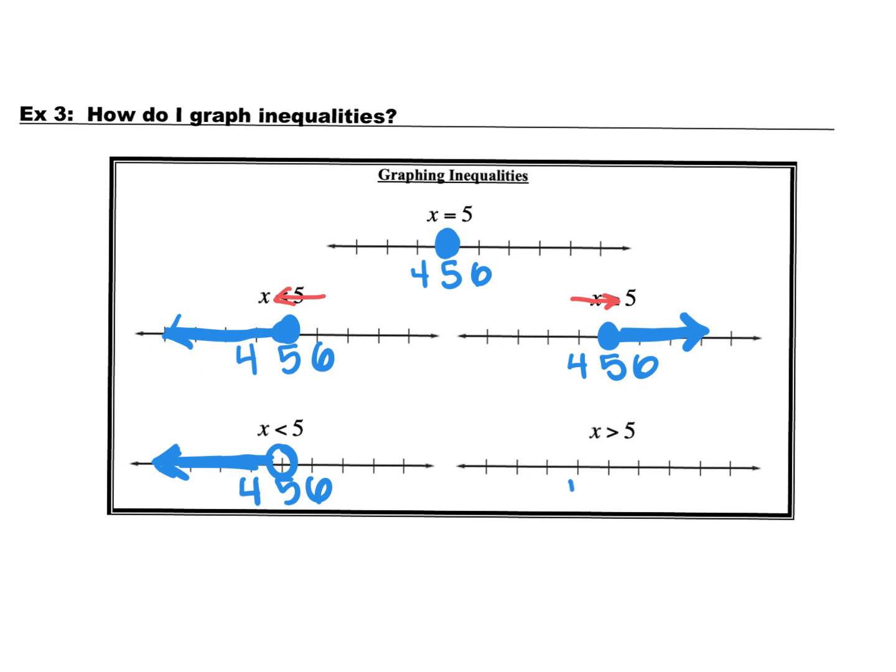Then if I wanted to represent greater than 5, I would also have an open dot, and I'm going to the right, representing that it's everything that's larger than 5. So 5.1, 5.8, a million would be a solution to this inequality because it's greater than 5.